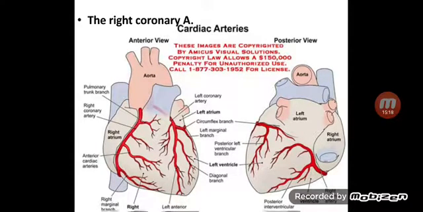Of course, in 35% of individuals this artery of the SA node arises from the left coronary artery. That means in most cases it arises from the right coronary, but sometimes, in 35% of the population, it arises from the left coronary artery.